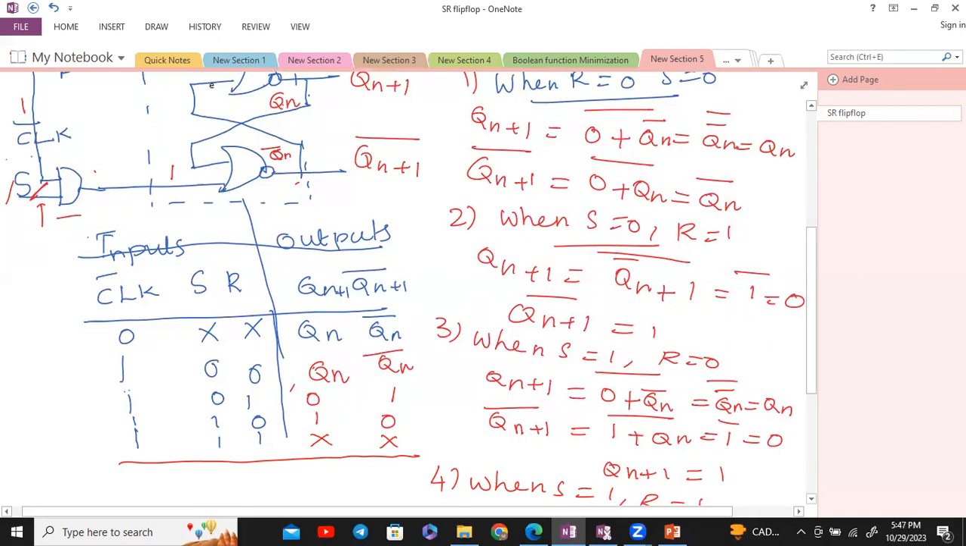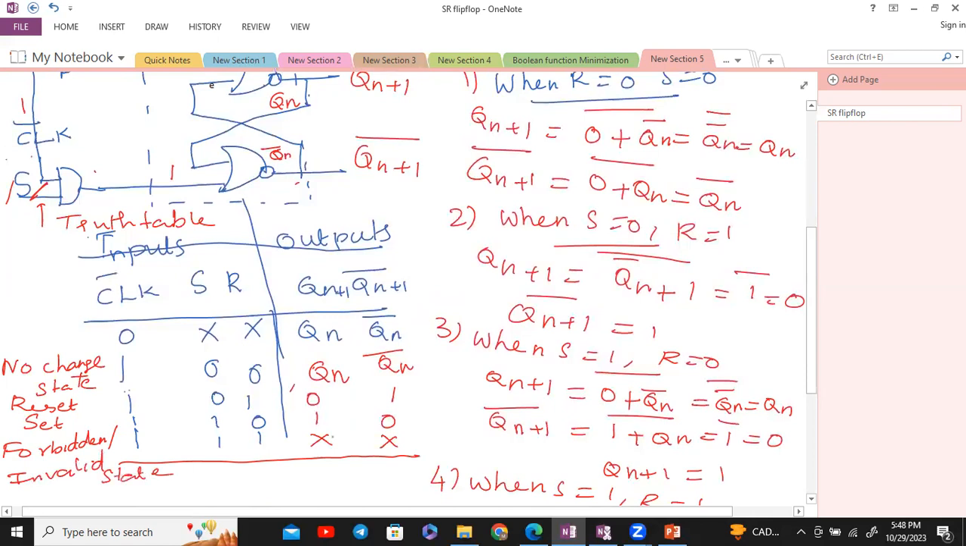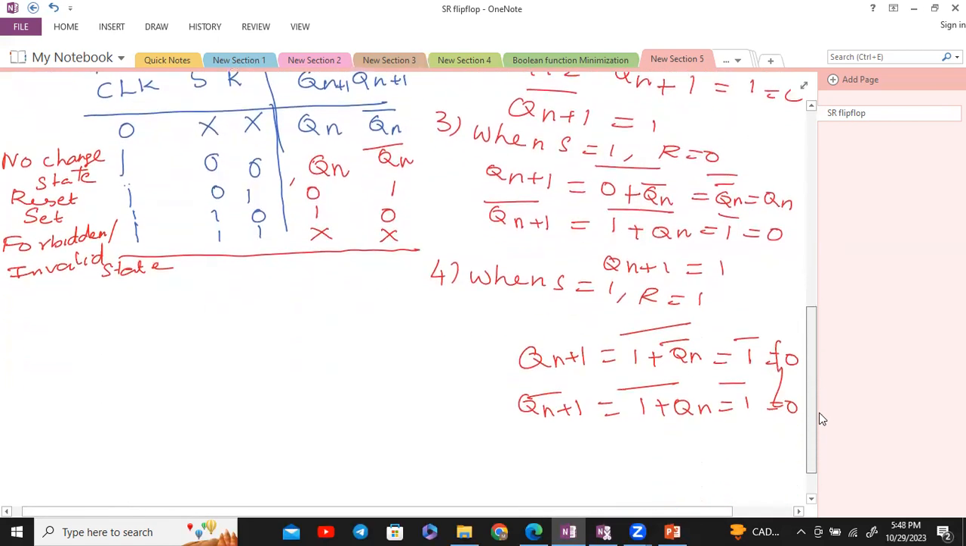So while checking this truth table, you are getting the same truth table for this SR flip-flop. Only the thing is you have to explain it with the operation. It is different. So when your clock is 0, present state. Now when clock is 1, for 0, 0, it is the no change state you are having. And for the next, when S is 0 and R is 1, you have the 0 output. So it is nothing but the reset state. And when S is equal to 1 and R equal to 0, you have the set state. And the last state is nothing but the forbidden state, or it is called an invalid state. Okay. So this is the operation of the SR flip-flop.